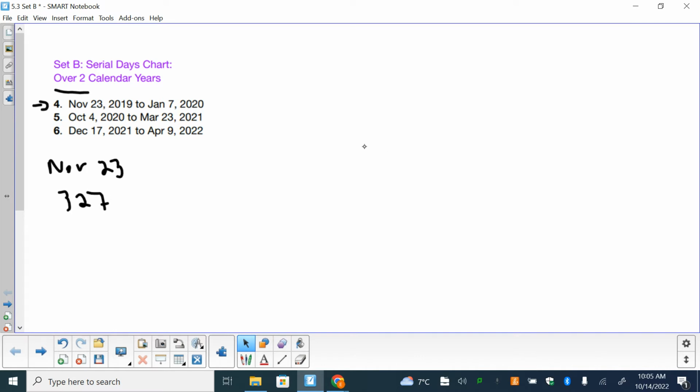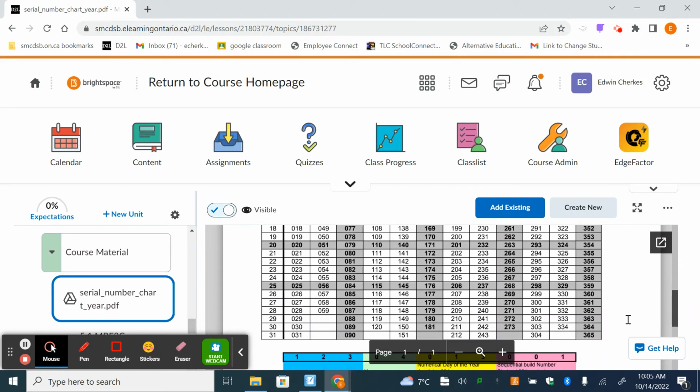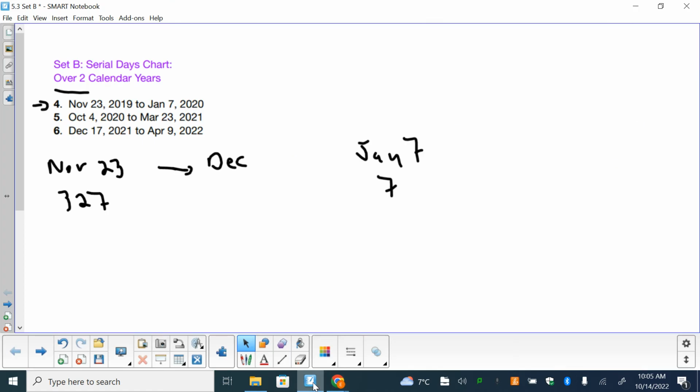And then I'm actually going to write over here January 7th. So January 7th is just 7 days because remember it counts from January 1st, but it's the next year. But what you have to do is first find out how many days it takes to get to the end of this calendar year. So we're basically looking at December, the very last day. So December 31st is 365, because we want to end off the calendar year.